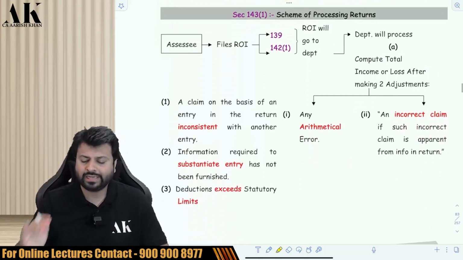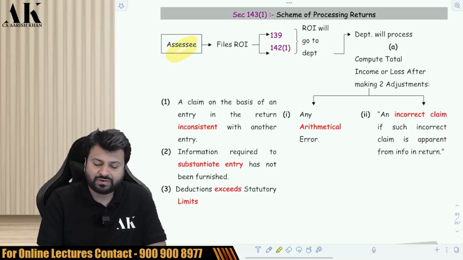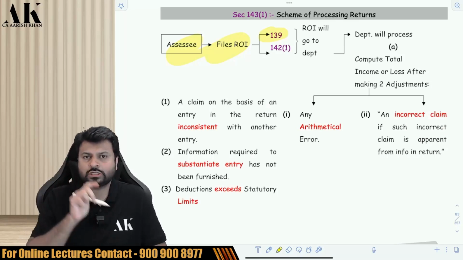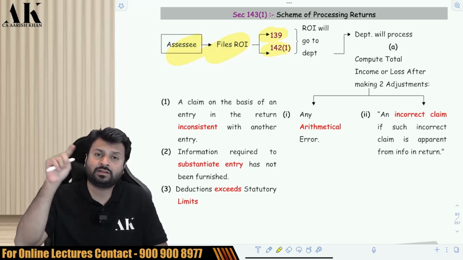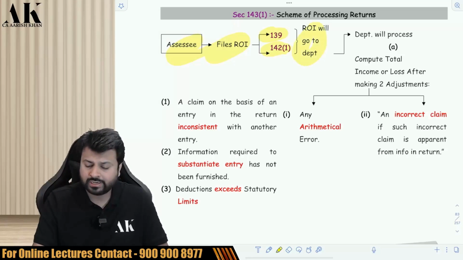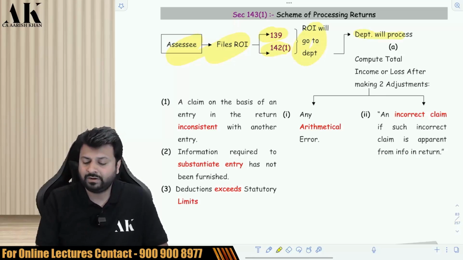Okay. Next, we will go ahead with the scheme of processing of return. What is a return? You file an income tax return. An income tax return can be filed under any subsection of section 139, or it can also be filed under 142(1), where the AO or prescribed income tax authority sends you a notice and then you file the return. Where does the return go? The return goes to the department. The department is in Bengaluru, and the department will process the return.